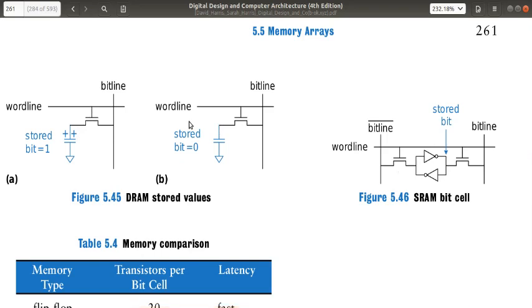But the advantage of a DRAM is that it is very simple, in the sense that only one MOSFET and one capacitor is required for implementing one bit. But here it is more. You already have two MOSFETs here, and you have to implement two inverters. And DRAMs are slower, SRAMs are faster.